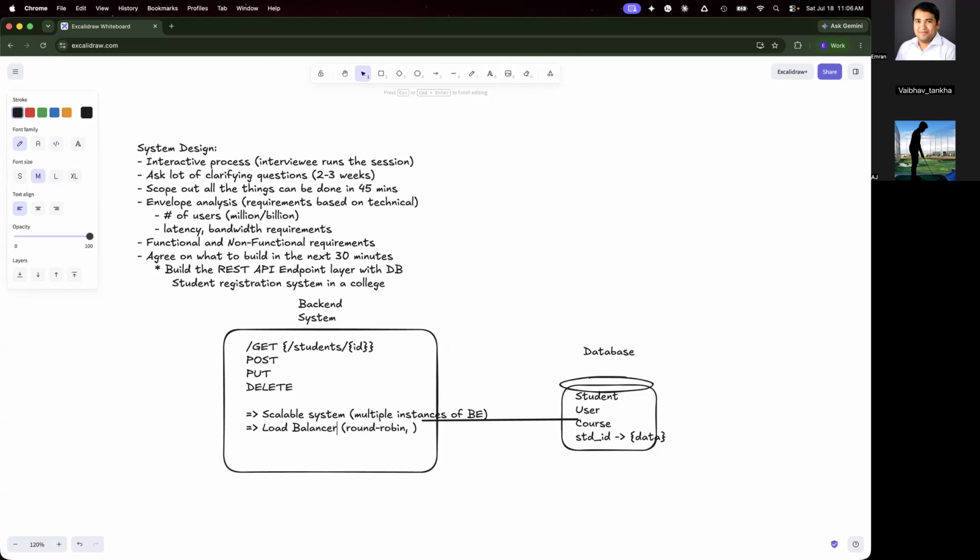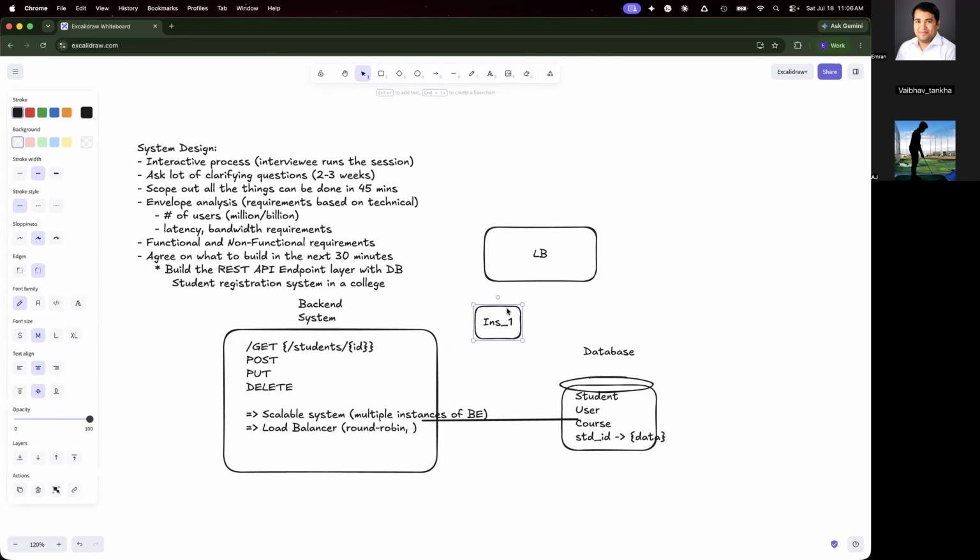So if they ask you to draw the load balancer, in that case you will draw the load balancer, right? So okay, I have a front end, which will have a load balancer. The load balancer is here, then you will draw all these things pretty quickly, right? So you have instance one, backend system one. I'll just put instance one.